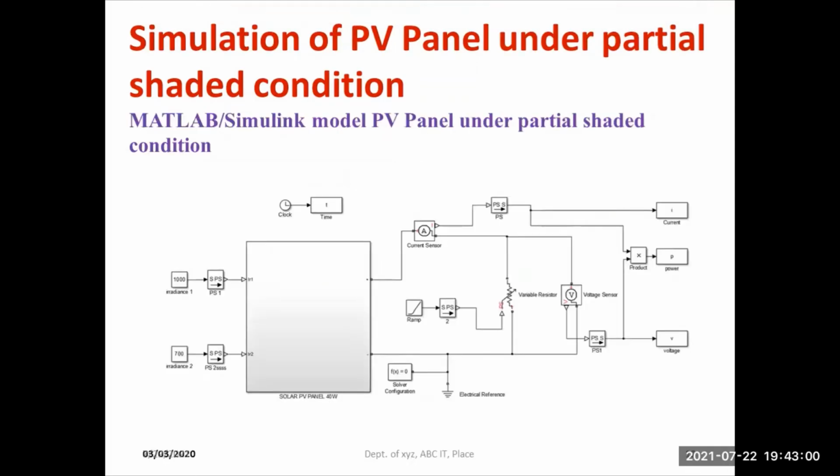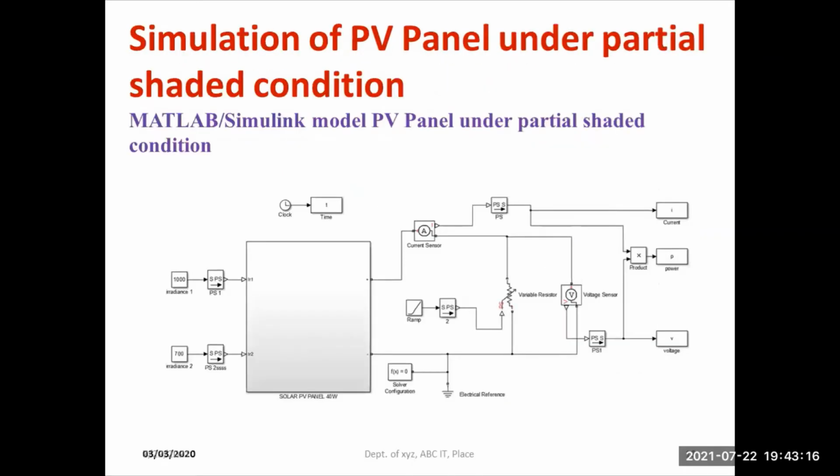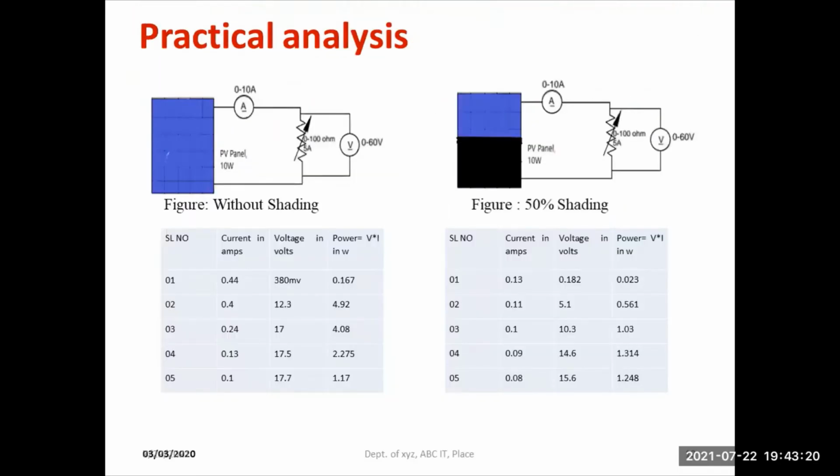This is with partial shading, and this waveform is without partial shading. The diagram is self-explanatory. It reveals that under partial shading, the power output gets reduced. You cannot expect such power from the PV panel. So this is one of the major impacts of partial shading that you can observe very clearly from this particular diagram. And also the real-time analysis gives more weightage.